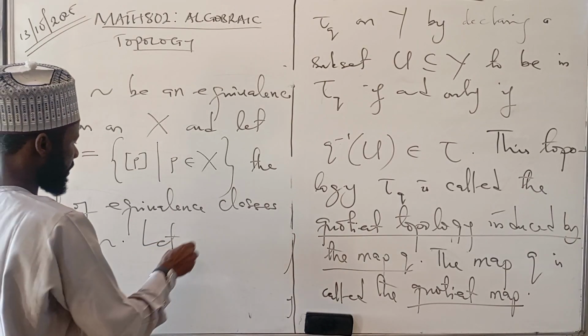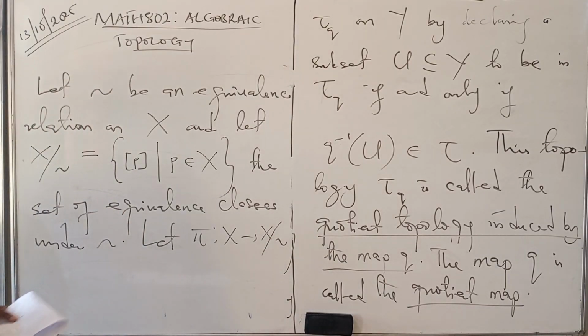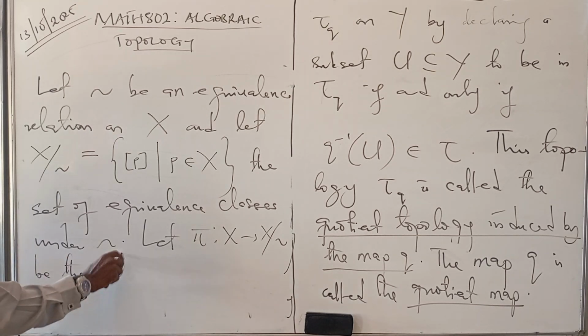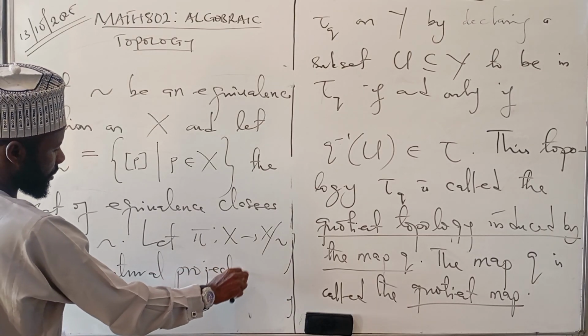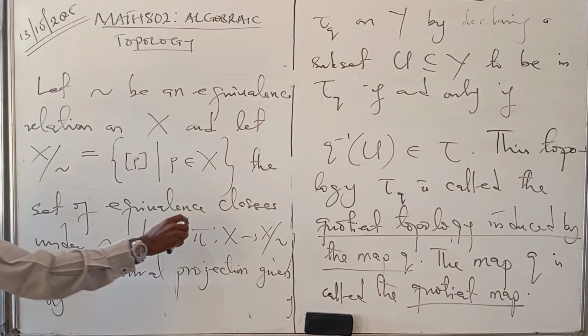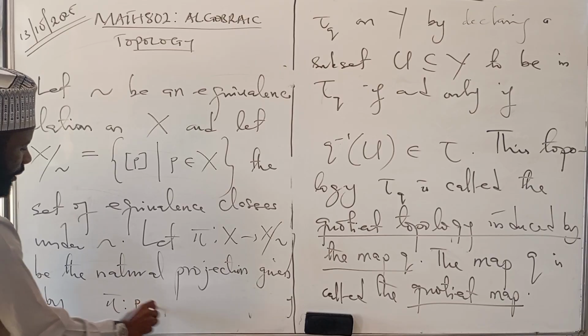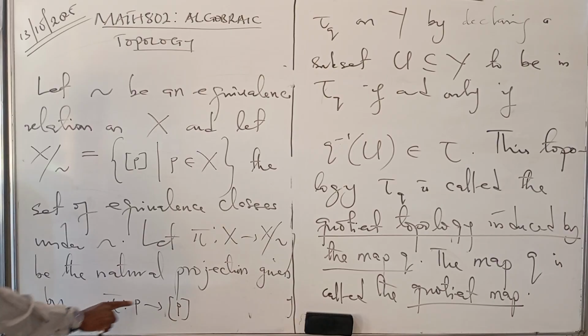You can also look at the map, because there is always a mapping from X to X by tilde. Which map is this? It is the natural projection. It is given by: if you take a p, it maps to its class inside here. So every element is mapped to its equivalence class under tilde. Okay?